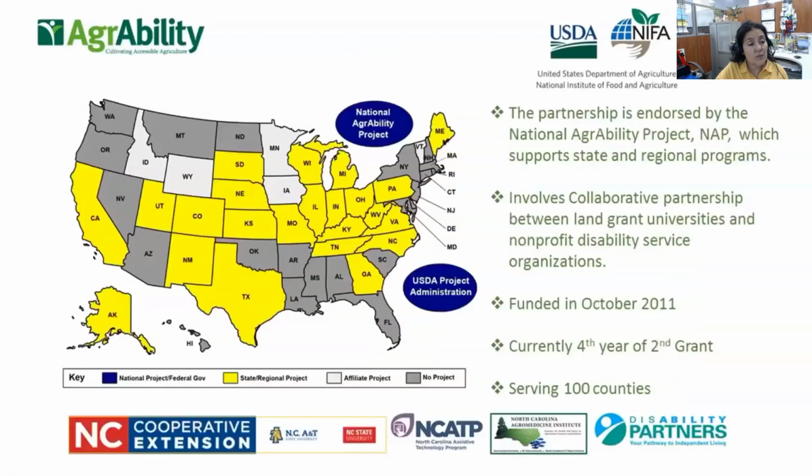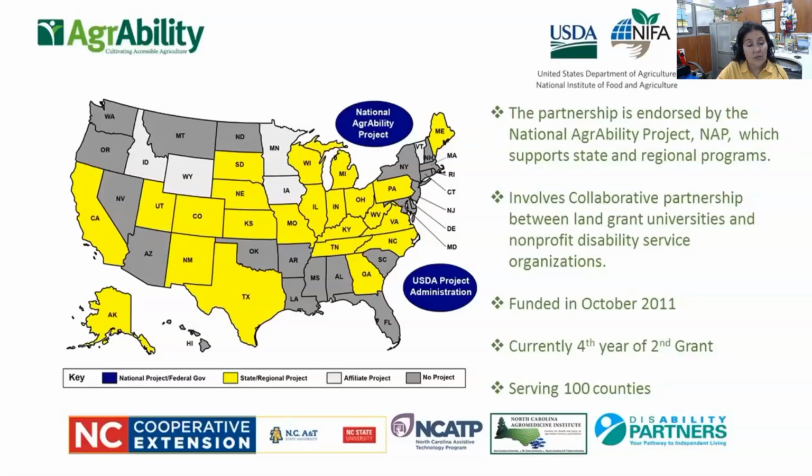So as Paul mentioned earlier, we are sponsored by USDA NIFA, the National Institute for Food and Agriculture, and we partner with the land-grant universities. In this case, we are in 1890 North Carolina A&T, and we receive the funds directly and share them with our partners and collaborators. At the bottom, you see our partners. We partner with North Carolina AgroMedicine Institute, Disability Partners, and North Carolina Assistive Technology Program, and do collaborative work with NC State, A&T, and ECU.